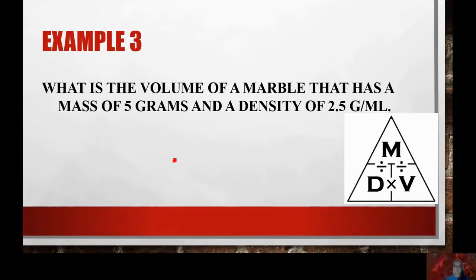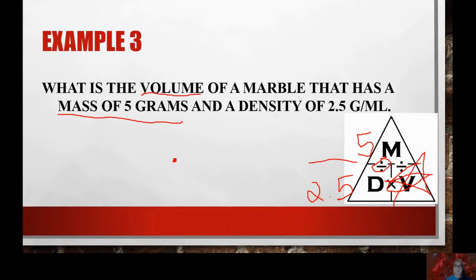So here, it is asking us for the volume. So the volume is what we want to know. So the volume is what we cross out over here. That's what we want to figure out. So it tells us we have a mass of 5 grams. So the 5 goes with the mass. And a density of 2.5 grams per milliliter. 2.5 for density. And so in between those two, we have a division sign. So we're going to divide 5 divided by 2.5. And 5 divided by 2.5 is 2.